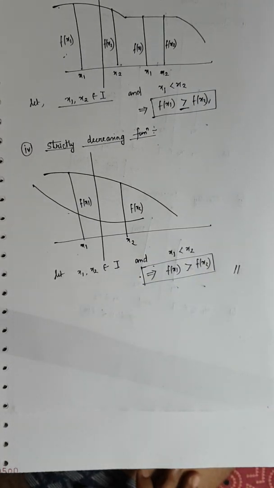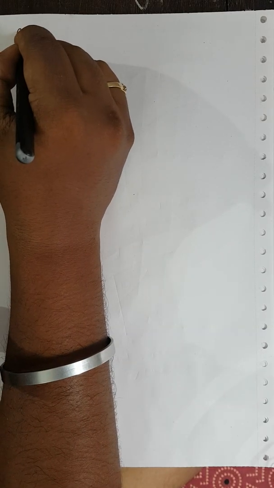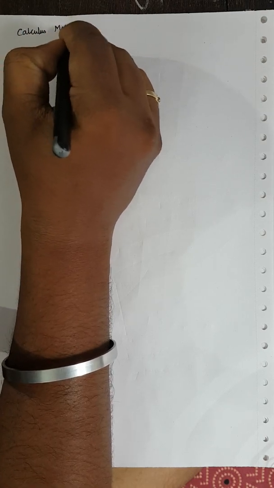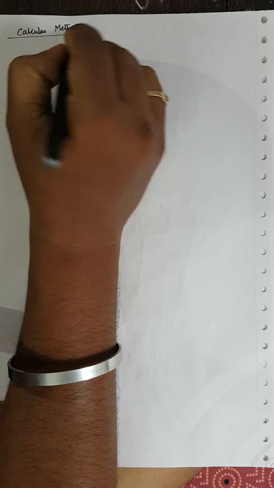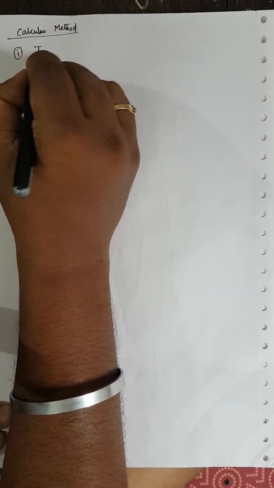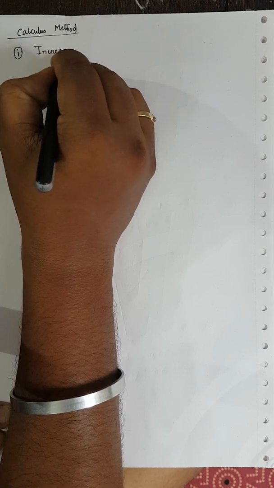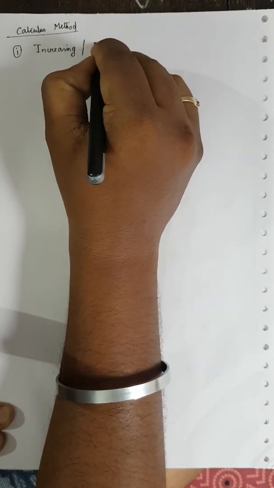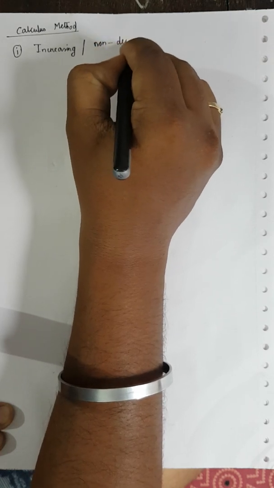Now you can use calculus to check whether it is increasing or decreasing. Now we'll use calculus. This is the calculus method. Number 1, for increasing function, or you can say non-decreasing function.